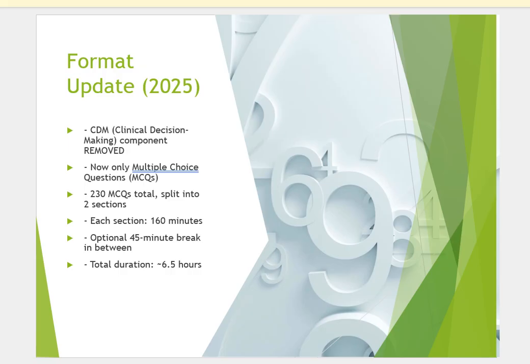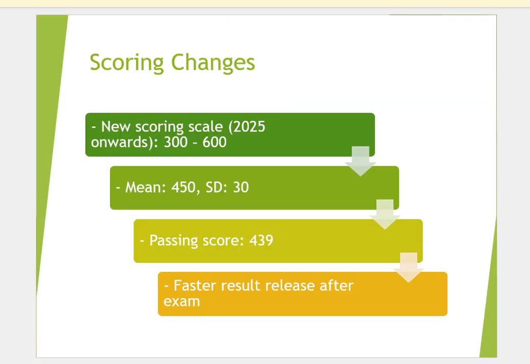Its scoring criteria has also been changed in 2025. It consists of a scoring scale from 300 to 600 with a mean of 450, and its passing score is 439. This means you need to score 439 in order to pass this exam.